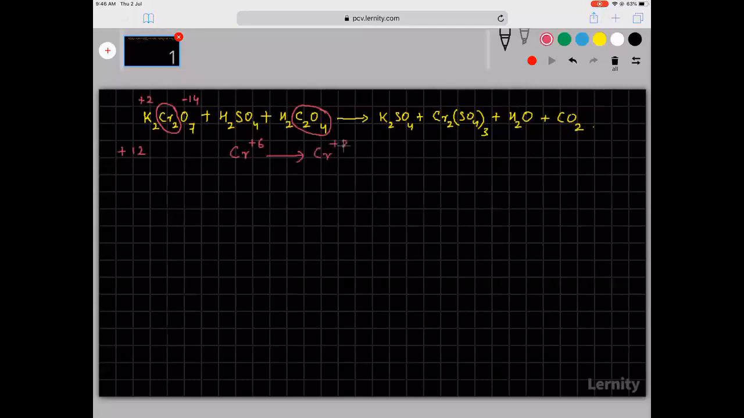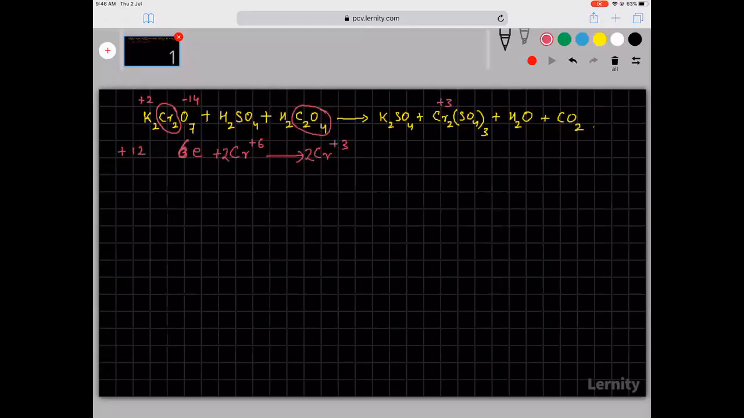Here chromium is in the plus 3 state, here the chromium is in the plus 6 state. On the right hand side chromium is in the plus 3 state, on the left hand side chromium is in the plus 6 state. So what must be happening is it must be taking in 3 electrons. Yeah, but I see there are 2 chromiums. So if the 2 chromiums have to be there, there have to be 2 chromiums here and there have to be 6 electrons. Yeah, so I know what chromium has done.